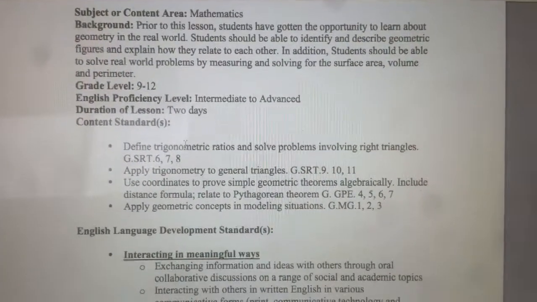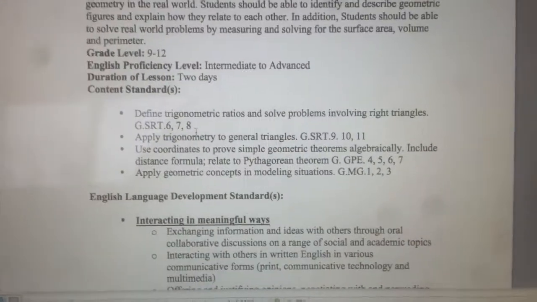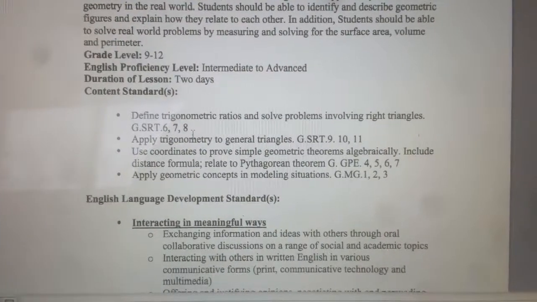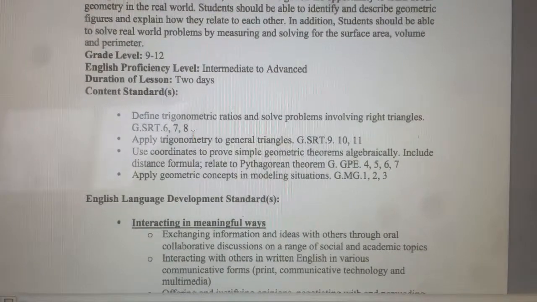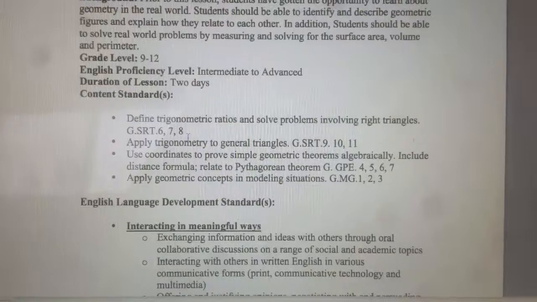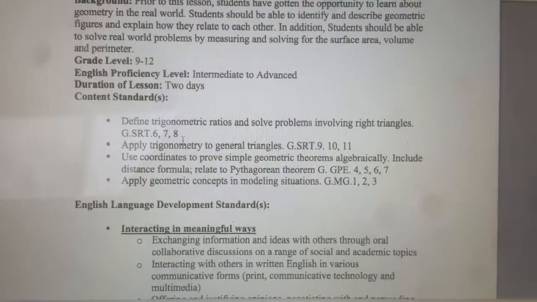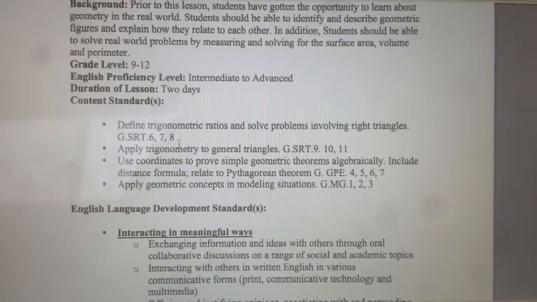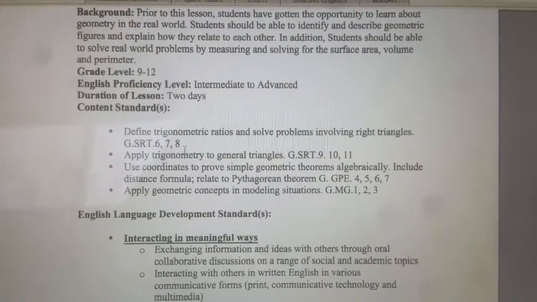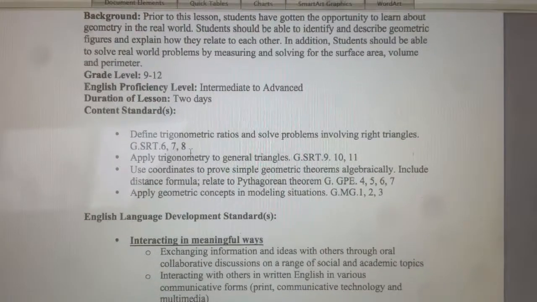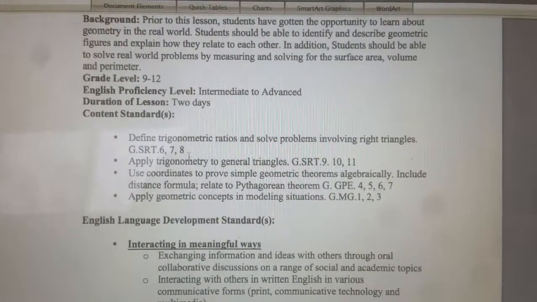Content area standards that are addressed in this video: defining trigonometric ratios and solving problems involving right triangles, applying trigonometry to general triangles, and applying geometric concepts in modeling situations.